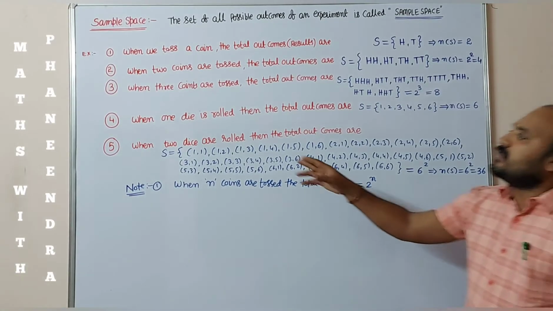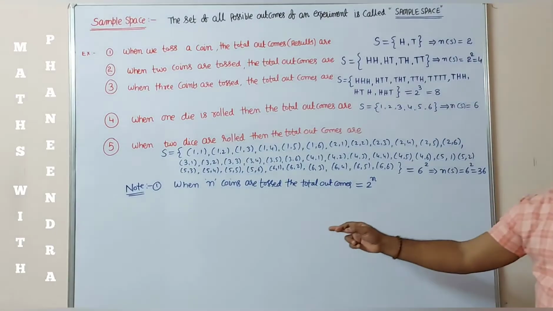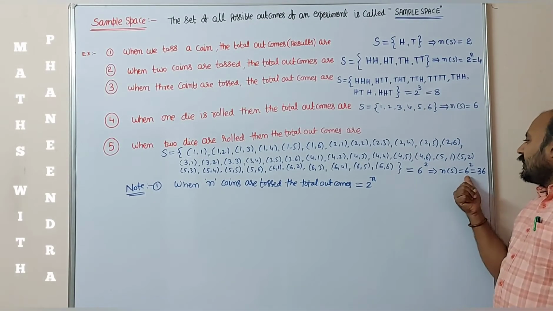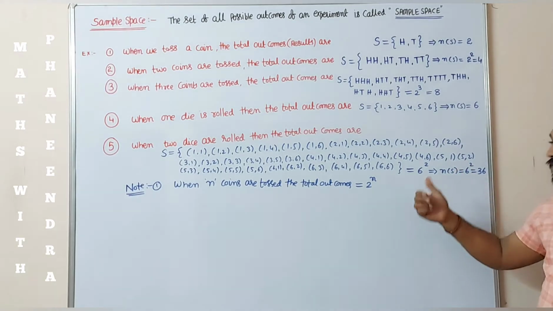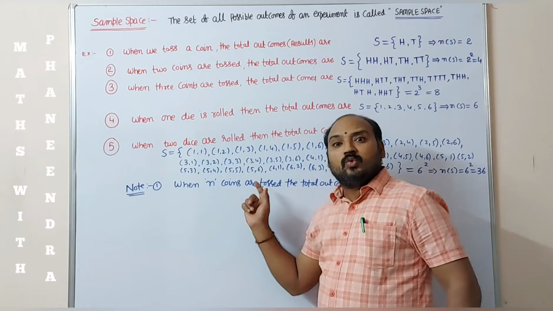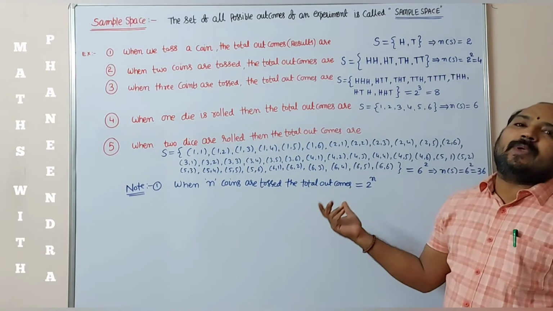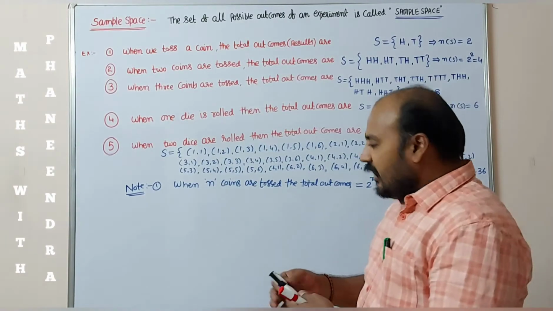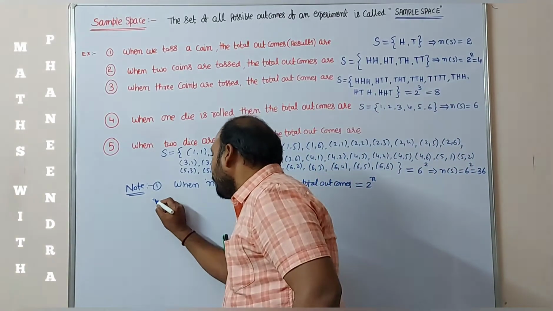So when 3 dice are rolled or thrown, you will get 6 power 3. That means 216 possibilities, like 1,1,1; 1,1,2; 1,1,3. Like this it will be, like 216 we have to write it. So generally, make a note of another one.